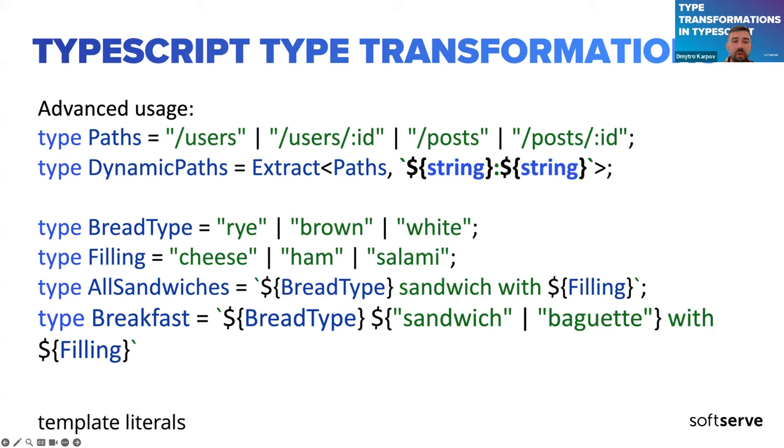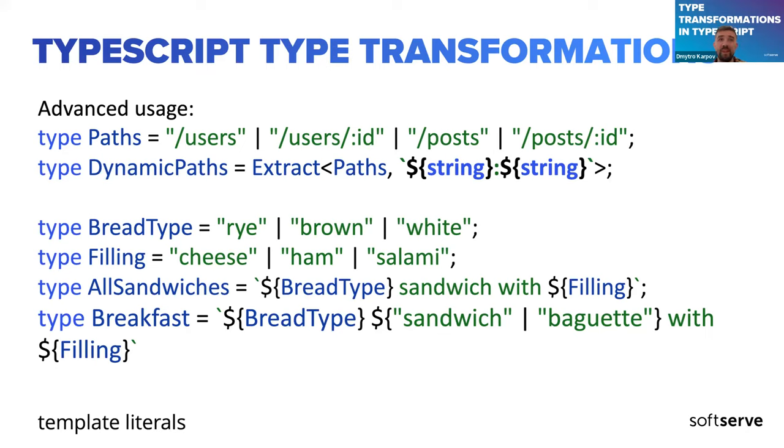Moving further with template literals and unions and all the stuff together. Let's say we want to make a sandwich. We have a bread type described by a union, and a filling type described by some tasty stuff like cheese, ham, and salami. And we can basically create a new type with all the sandwiches. And what is really interesting is that the all sandwiches type will contain all possible options.